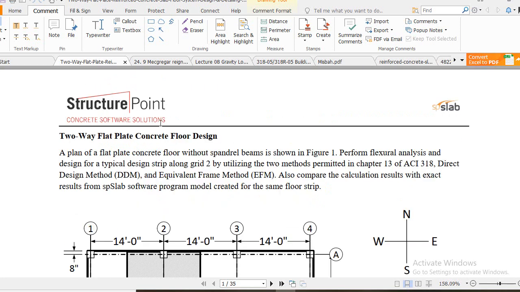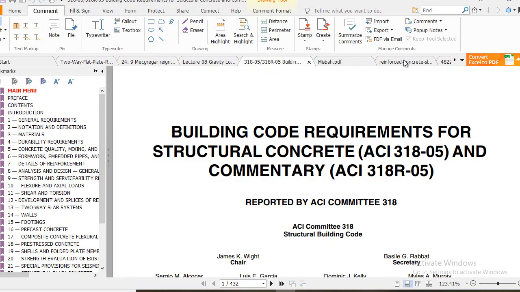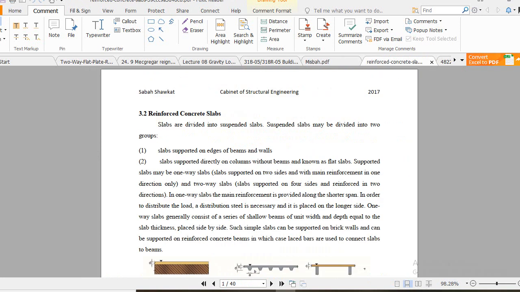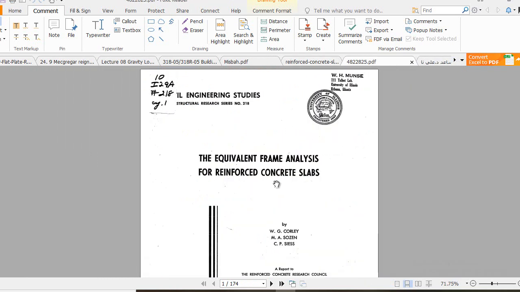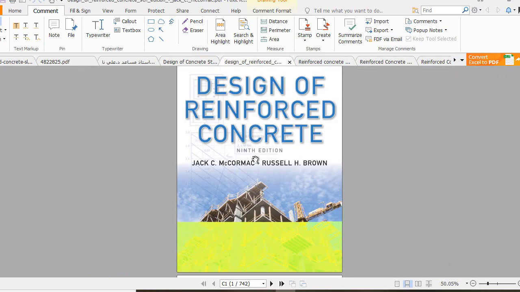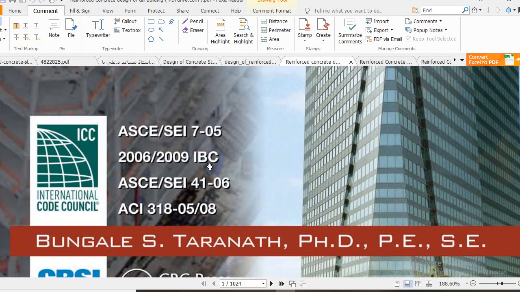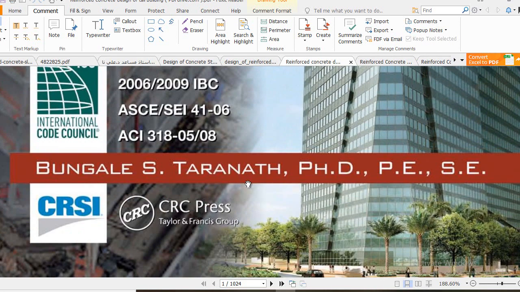This is basically an example by Structure Point, a concrete sub-frame solution, and then I'm using McGregor, the ACI code with some other notes. There is also one of my research theses, and this lecture by Ali in Atya, which is also very important and relevant to the equivalent frame method. Similarly, I am using the Nelson book, McCormick, and Reinforced Concrete Design of Tall Buildings by Taranath, a very important and famous book.